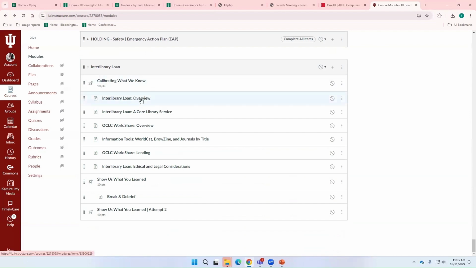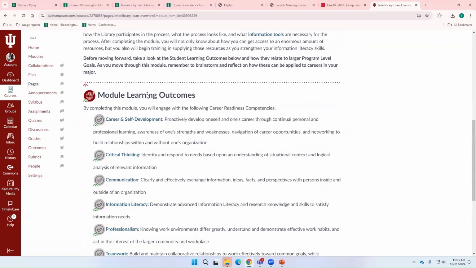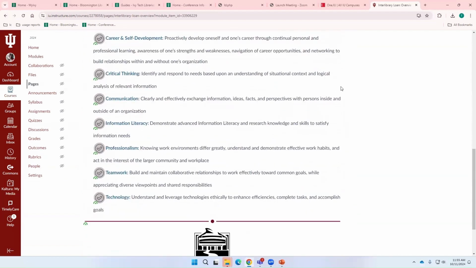And then every module has an overview. So in this particular one, you can see those program learning goals that are covered by this module. So we have ones that, obviously make sense, critical thinking. They have to be able to know how to go about researching or finding resources so that they can provide. And sometimes that can be tricky.